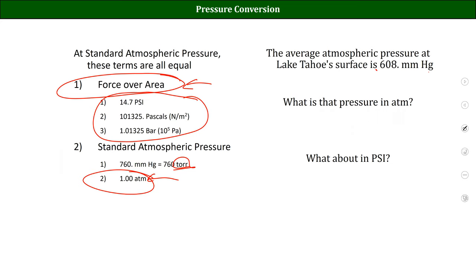So just for practice, we measured today's barometric pressure as 608 millimeters of mercury. What is that pressure in atmospheres? What is that pressure in PSI? Work on that real quick. Oh, never mind. Okay.